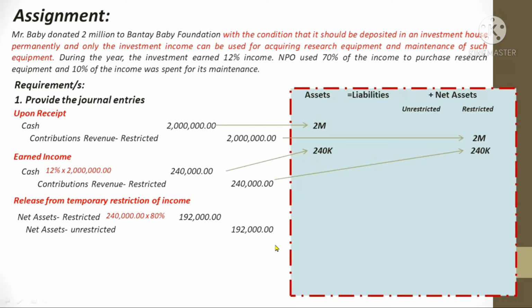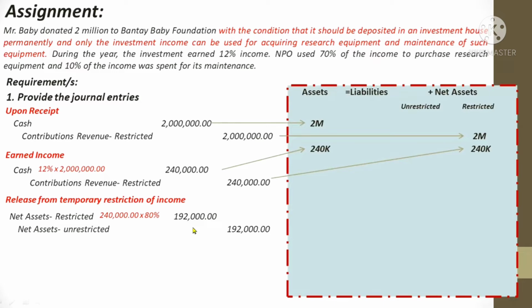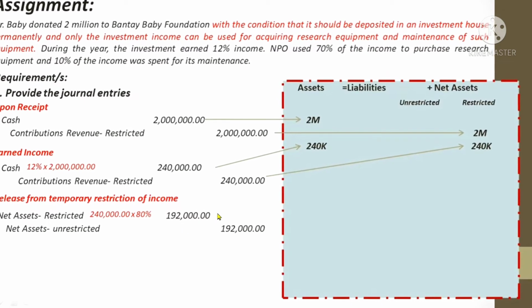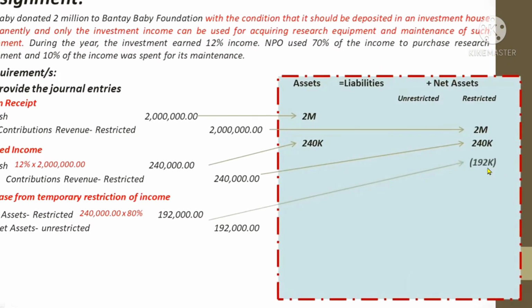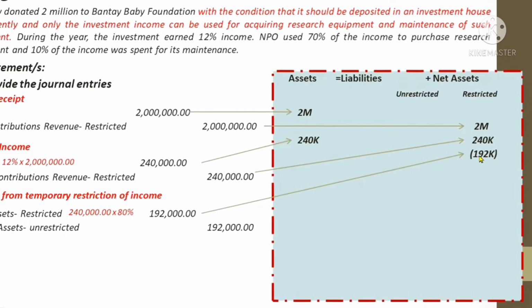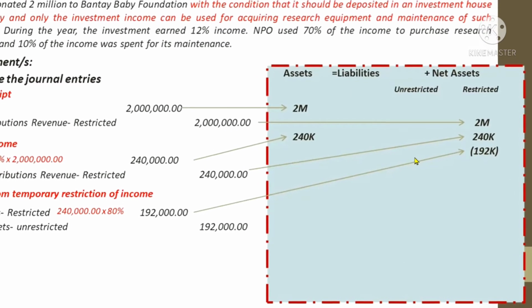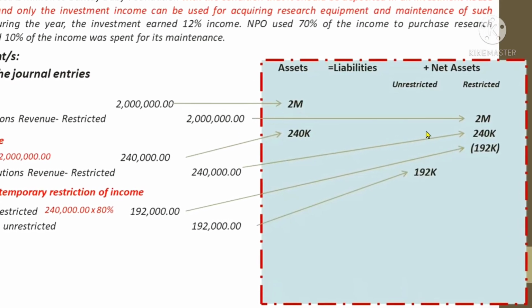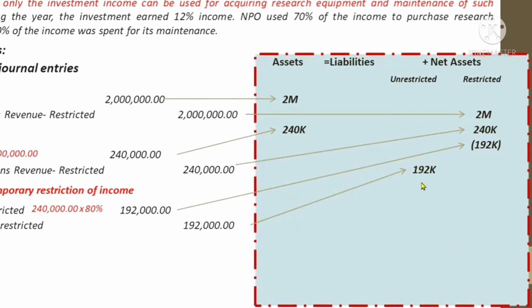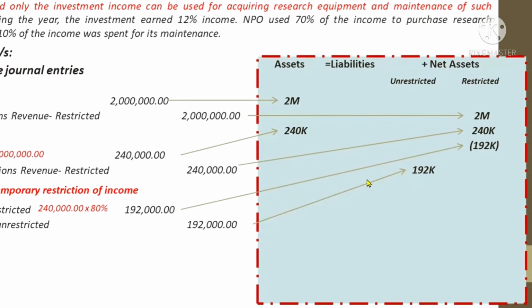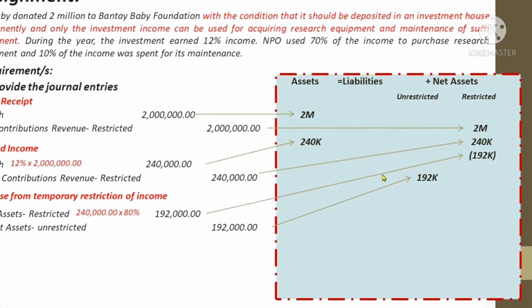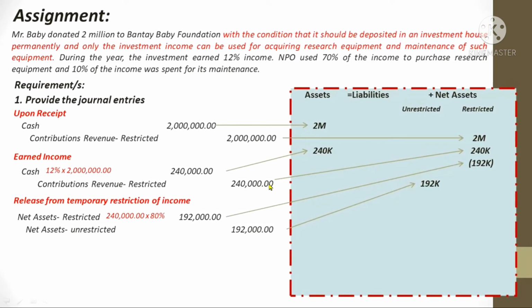So, before I forget, let's post this entry here. We are to decrease the net assets restricted by 192,000, but we also need to increase the unrestricted fund by the same amount, 192,000. So the equation will still be balanced. The second set of entries, and the last set of entries actually, is directly related to the usage of funds.